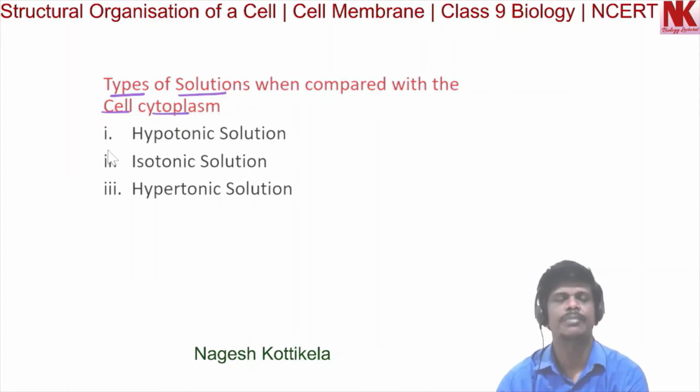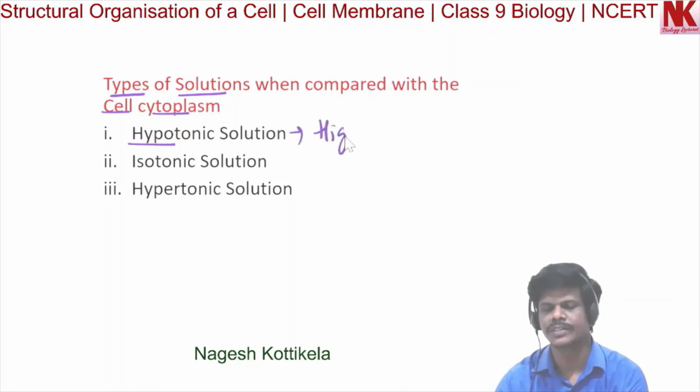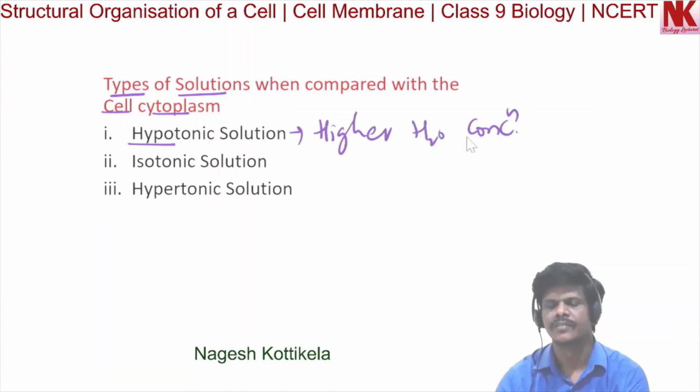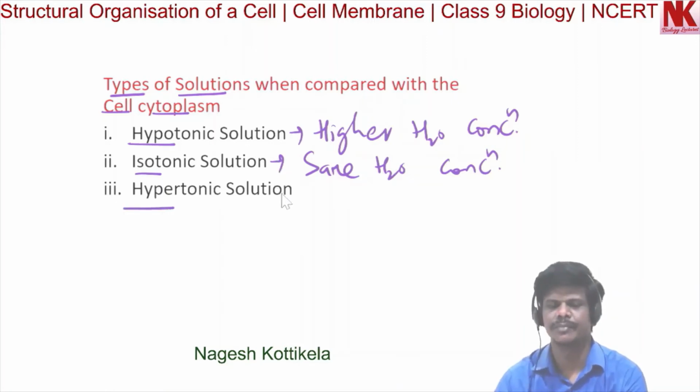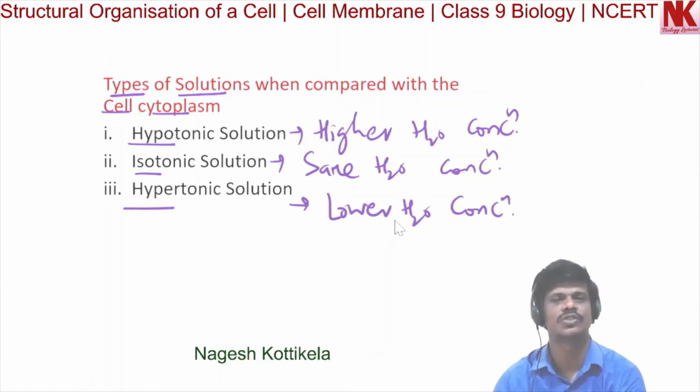Here the first type of solution is hypotonic solution. It has higher water concentration when compared with the cell cytoplasm. And second, isotonic solution, it has same water concentration when compared with the cell cytoplasm. And the third is hypertonic solution. It has lower water concentration when compared with the cell cytoplasm. So always there is a comparison of the solution with the cell cytoplasm.